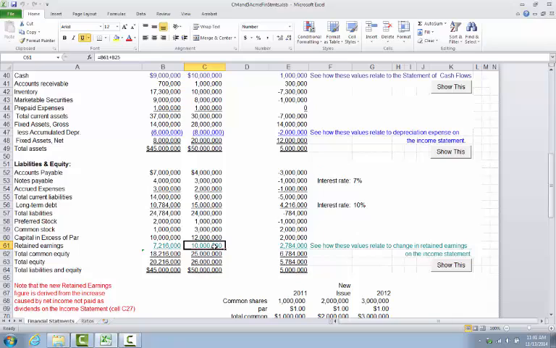So this is part of the common stockholder equity of the firm. There's your total common equity. There's your total equity that includes preferred stock. There's your 50 million liabilities plus equity, which equals our total assets. So that's a good thing. The balance sheet balances.